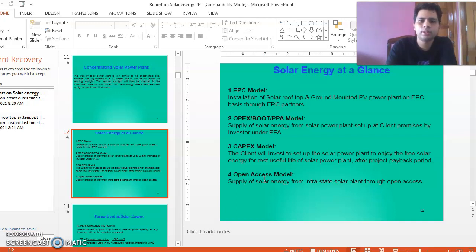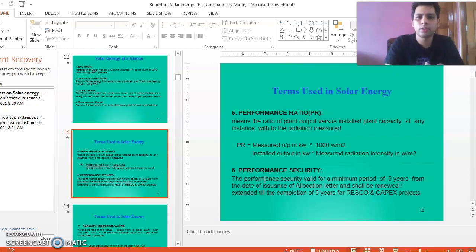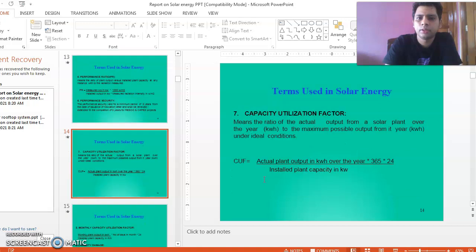Third is CAPEX model. In CAPEX model, the customer owns and finances the solar power plant for the utilizing purpose only. Fourth one is open access model. Fifth is performance ratio. Performance ratio is a main term, the ratio of the plant output versus the installed plant capacity at that instant with the radiation measured. Here the formula is written. After that is performance security. Capacity utilization factor is an important term.